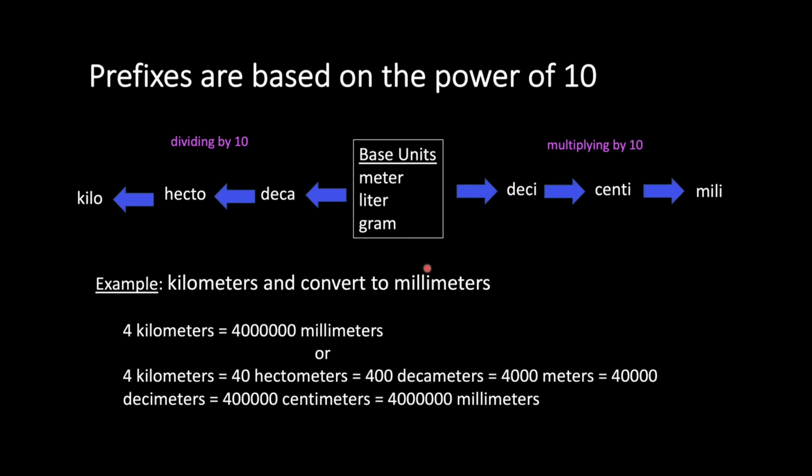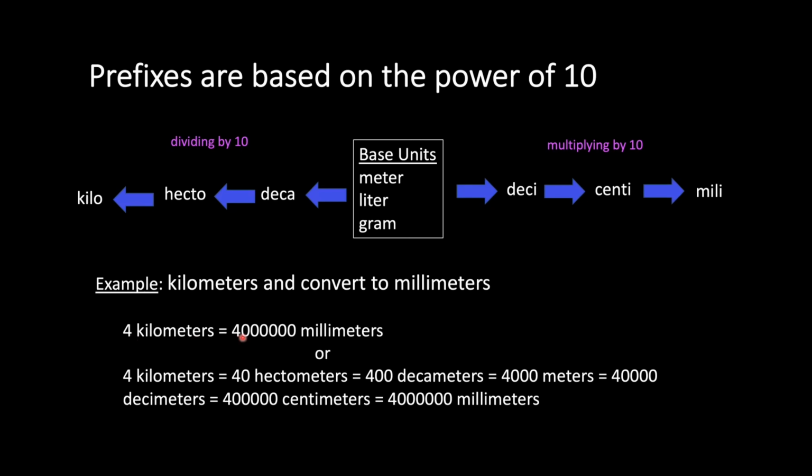Let's look at another example. Kilometers to millimeters. I'm going to start with 4 kilometers. Kilos here, and we're going from kilo all the way to milli. So how many steps is that? There we go. 1, 2, 3, 4, 5, 6 steps. So I'm basically just going to add on 6 zeros or move that imaginary decimal place 6 spots to the right. And you just add on the zeros if there's no other number there.